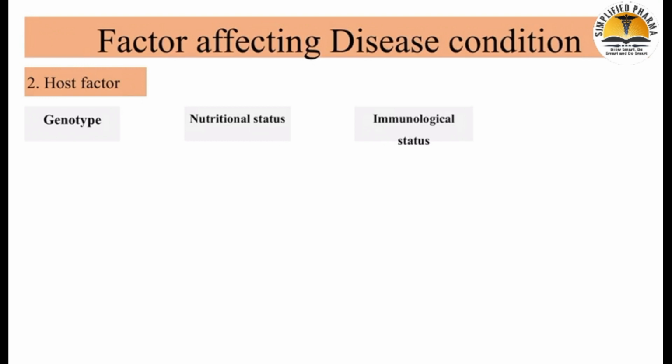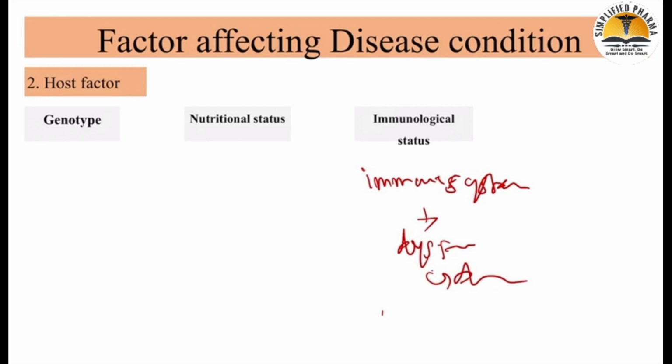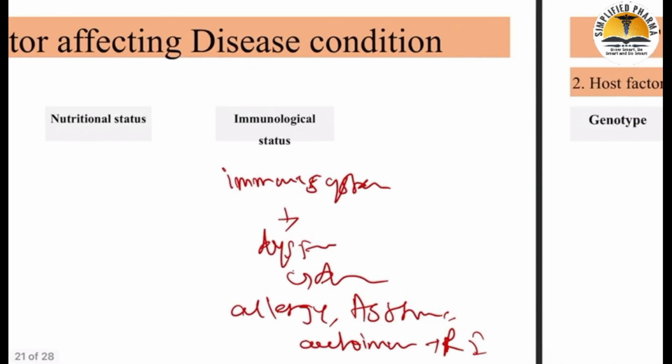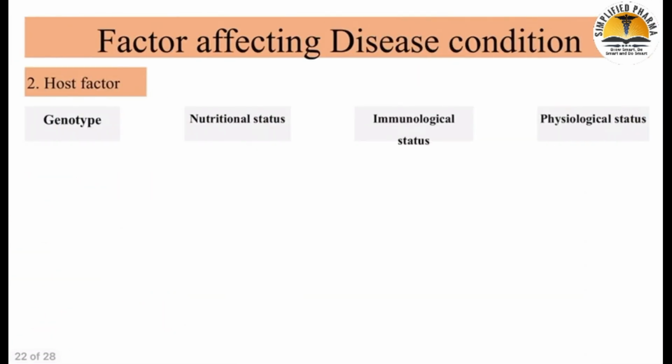Immunological diseases or conditions are caused by dysfunction of the immune system. If your immune system becomes dysfunctional, then you may develop disease. It includes allergy, you may develop asthma, you may develop autoimmune disease. Autoimmune diseases include rheumatoid arthritis, etc. These come under immunological factors.